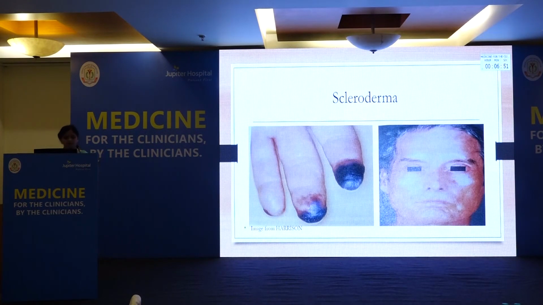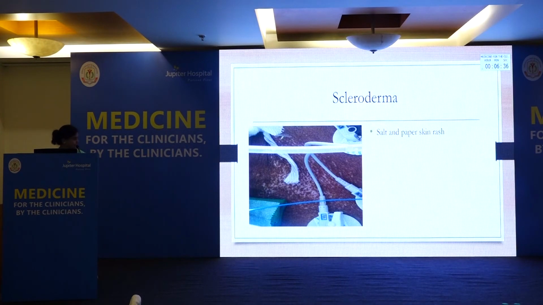These are only a few snapshots of scleroderma cases. This is the mask-like face because of the thin taut skin. The other clinical manifestations in scleroderma could be telangiectasia, digital gangrene, and this is the salt and pepper appearance. So all these three rashes can give us diagnostic clues towards the diagnosis of scleroderma.